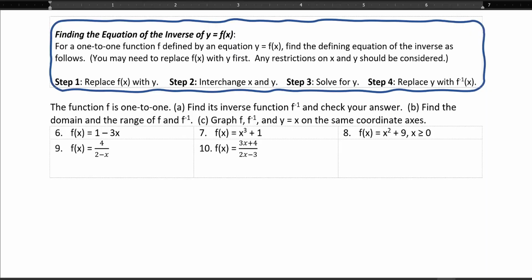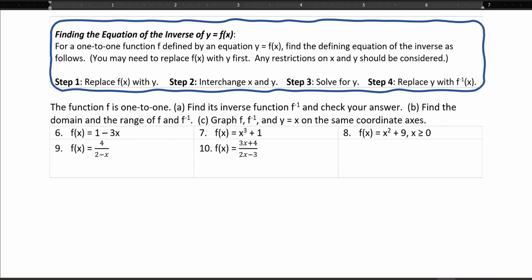Let's take a look at the next examples. We have the function f is one-to-one. We have three parts here. First, we want to find its inverse function and check our answer. Then find the domain and range for f and f inverse. And then lastly, we want to graph our original function, its inverse, and the reflection line y is equal to x on the same coordinate grid. For the graphing component, we're going to use our graphing calculator, just to help us with time.